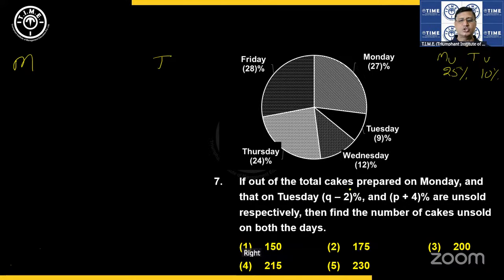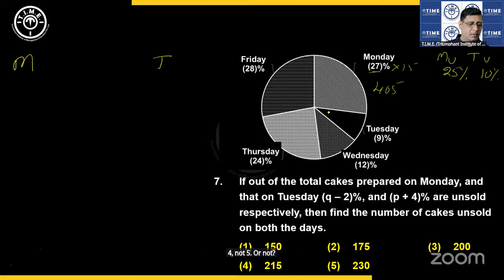Right. Dear students, on Monday, how many cakes were sold here? 27%. 27% means 27 into 15. How much is it? 2 times 15, that is 300. 2 times means 20 here, tens position. 7 times 15 is 105. 300 plus 105, 405.